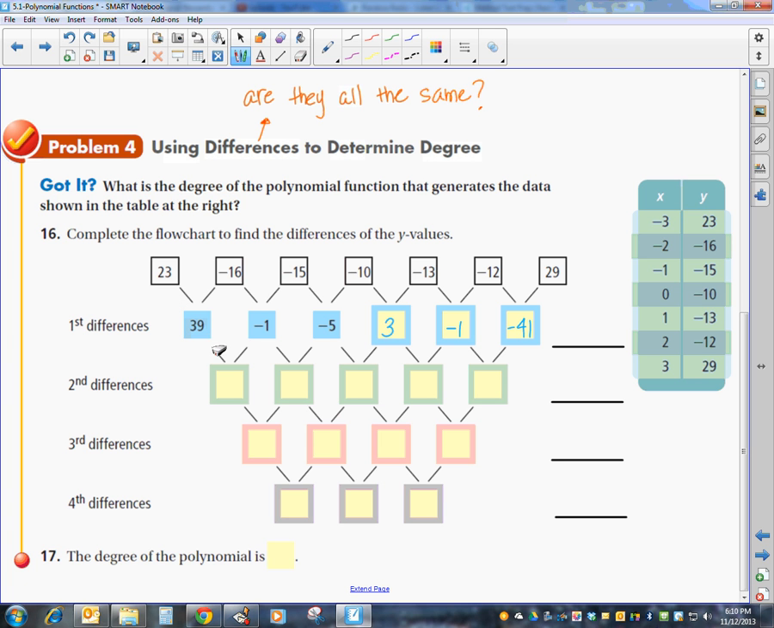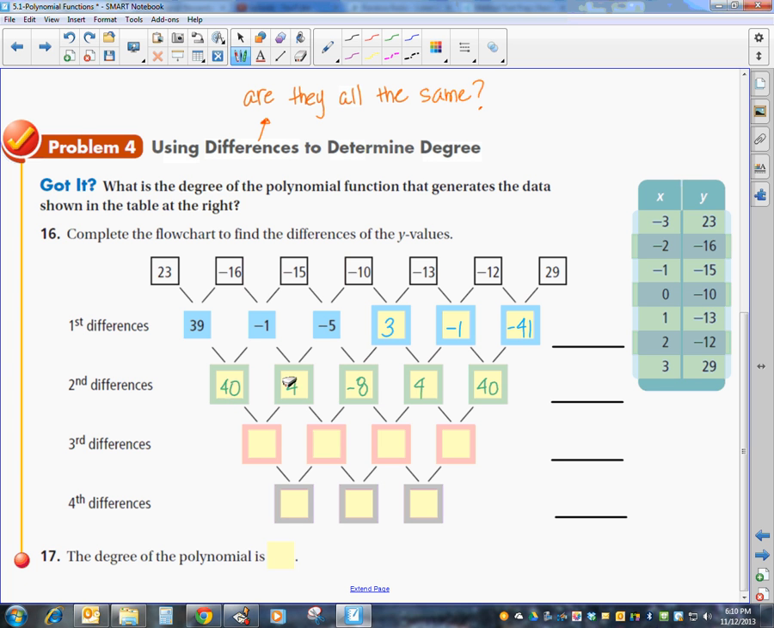We're going to say 39 minus a negative 1 is 40. Negative 1 minus a negative 5 is 4. Negative 5 minus 3, negative 8. 3 minus a negative 1 is 4. And negative 1 minus a negative 41 is 40. So we started with our numbers. We subtracted it once, first differences. Subtracted those numbers, we're at the second differences. They're not the same. So now we're going to go to the third differences.